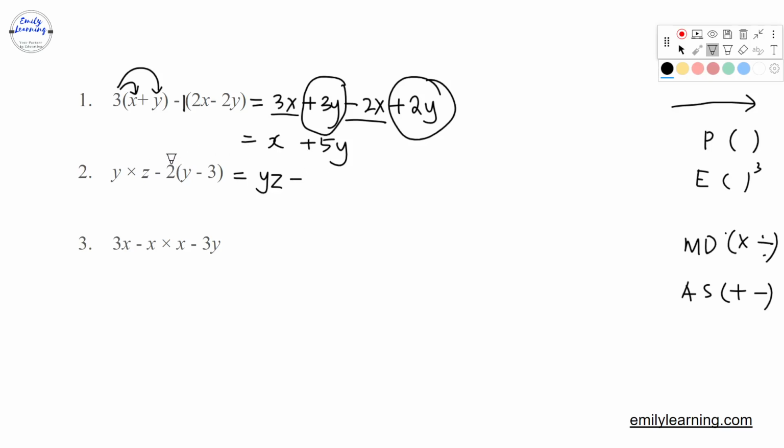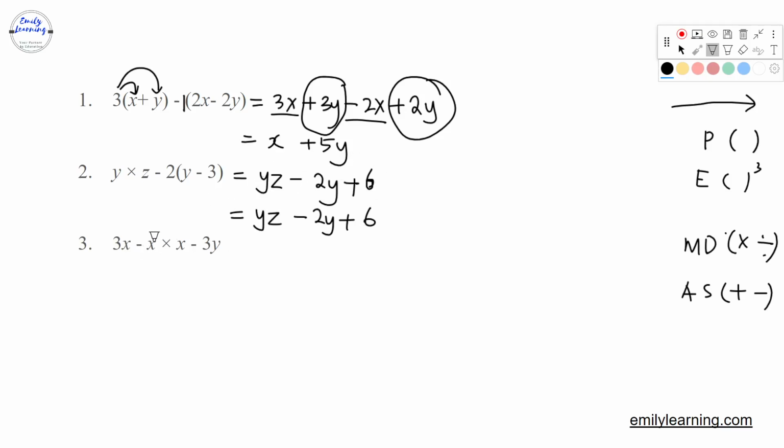So what I'll do now is multiply my 2 to my y. Minus 2 times y will give me minus 2y. Minus 2 times minus 3 will give me plus 6. 2 times 3 is 6, then two negatives, minus and minus, will give me plus. Next, let's see whether we can simplify. I have yz and y, they are unlike terms. Because they are unlike terms, I cannot add them together. So my final answer is simply yz minus 2y plus 6. Actually, this is the final answer already.